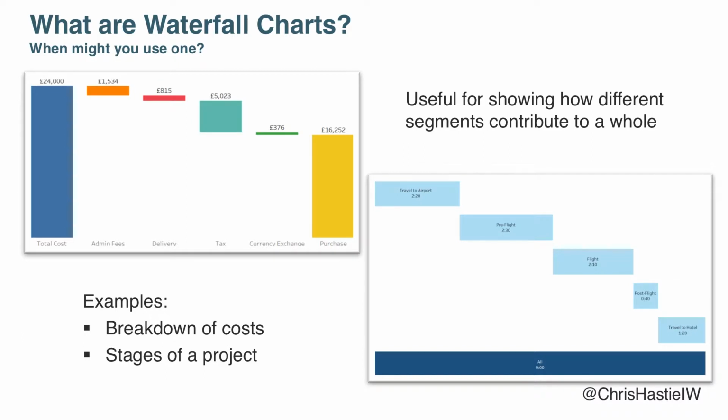In the example on the top left, you can't see the numbers, so I'll just tell you what they are. It's showing a total cost for a purchase, and it's breaking down that purchase between the net cost, the delivery, the taxes, any admin fees, that kind of thing. So it's just showing how that cost is broken down. And then the one on the right is a project. So it's saying the first phase of the project took 2 weeks, second phase 3 weeks, etc., and how that fits into the project as a whole.